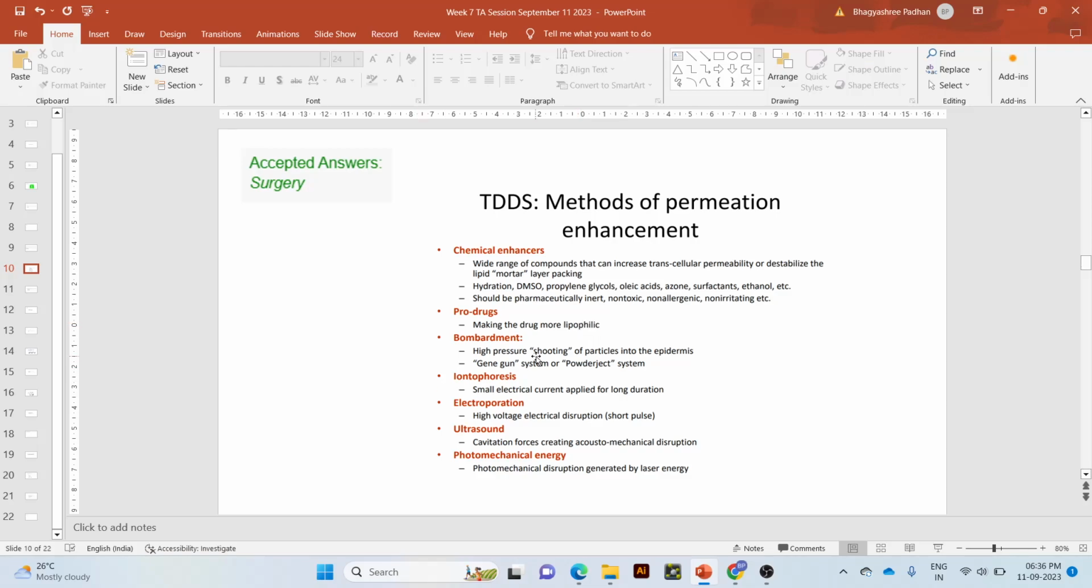barrier. Bombardment, high pressure shooting of particles into the epidermis; iontophoresis, small electrical current applied for long duration; and electroporation, high voltage electrical disruption; ultrasound, cavitation process creating acoustic mechanical disruption; photomechanical energy generated by laser energy. These all methods can be used except for surgery.